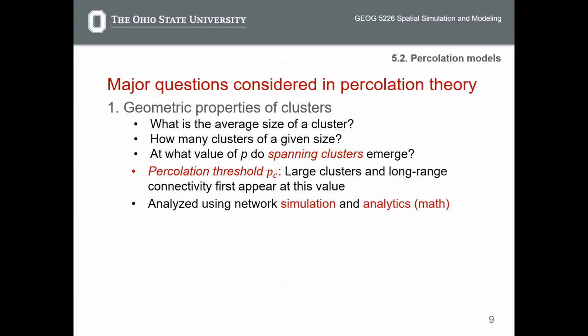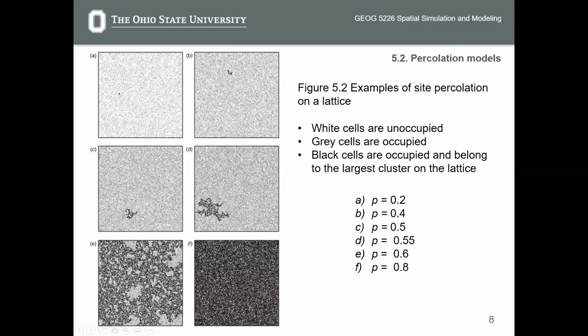We'll talk about P later, but now let's discuss some major questions considered in percolation theory. What is the average size of a cluster? How many clusters of a given size are there, which means if I gave you a specific size, how many clusters have this size on this lattice? At what value of P do spanning clusters emerge? Here we're talking about P. Obviously, the larger the P, the larger the largest cluster of that lattice. But you can see that we have largest clusters in A, B, C, and D, and still they're very small. They do not connect one side of the lattice to the other side of the same lattice.